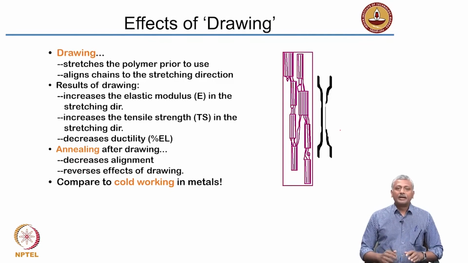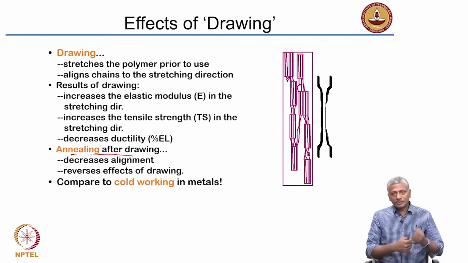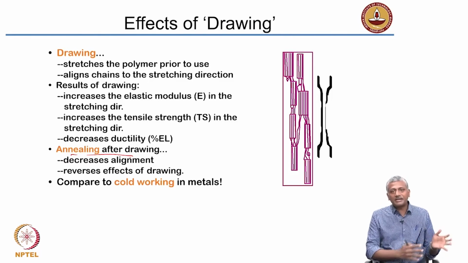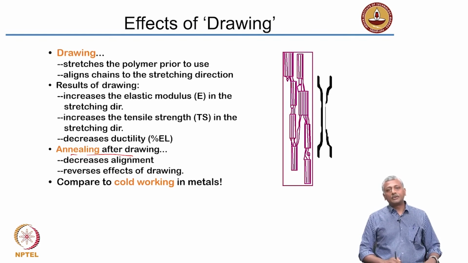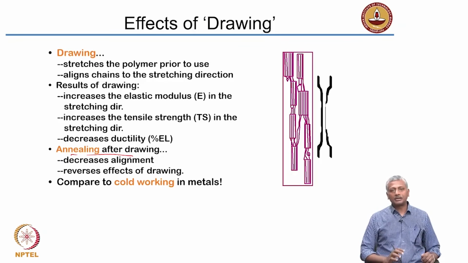Again, in polymers, you can also do annealing after drawing, that means heat treatment after you do the stretching. That will tend to remove some internal strains, and that may tend to reverse the effects of the drawing, and that may increase the extent of ductility you can get from these systems. But for polymers, we are not really that highly worried about ductility as we are with steel.